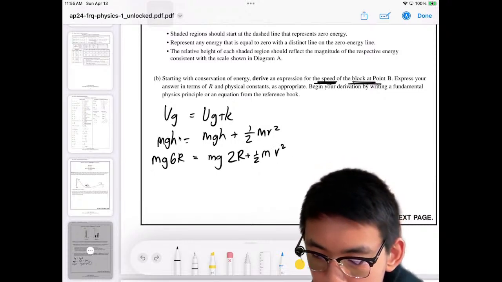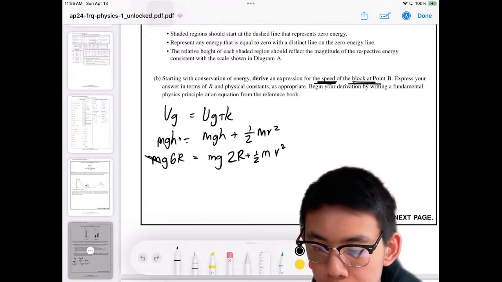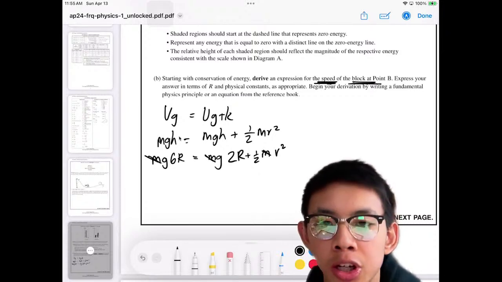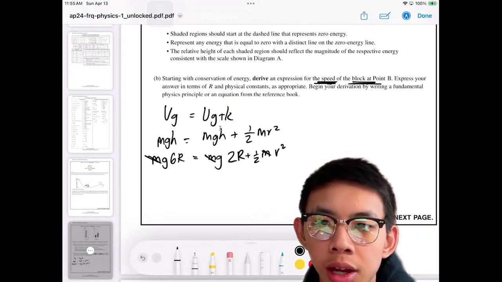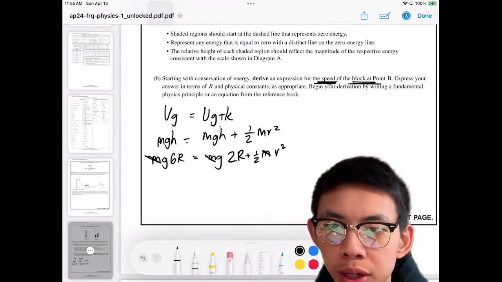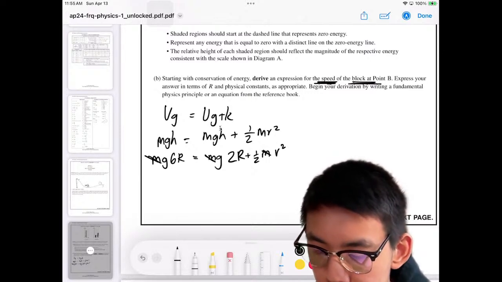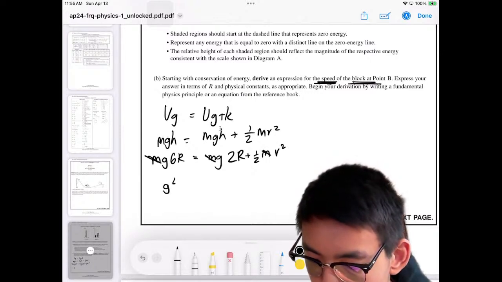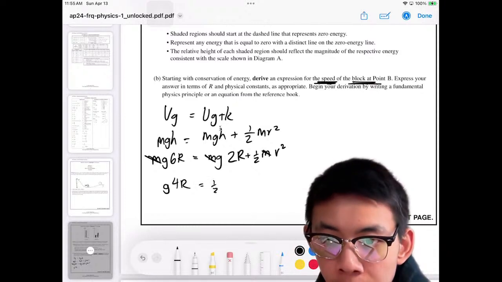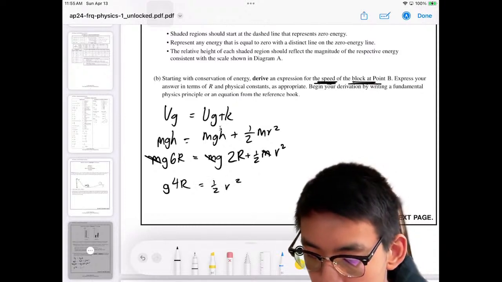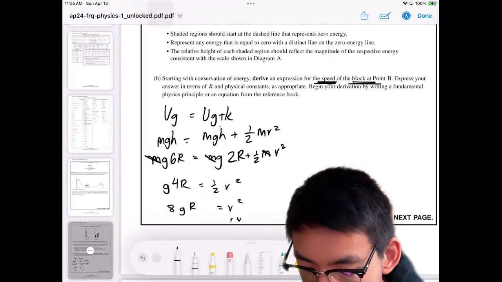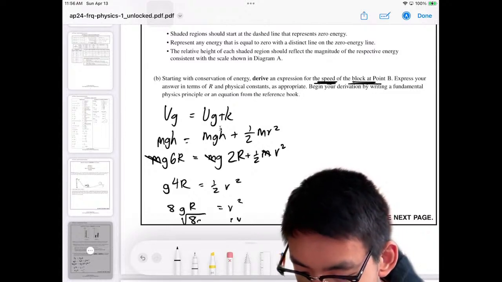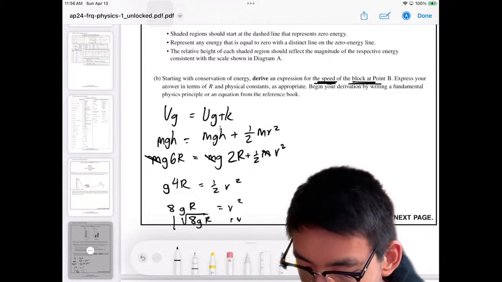I can automatically cancel out m because every term has it. Then I'm going to isolate the 1/2 mv squared. So I'm going to have g 4r equals 1/2 v squared. Take the 1/2 to the side: 8gr, and v is going to be equal to radical 8gr. Okay, sweet. That's going to be our final answer right there.